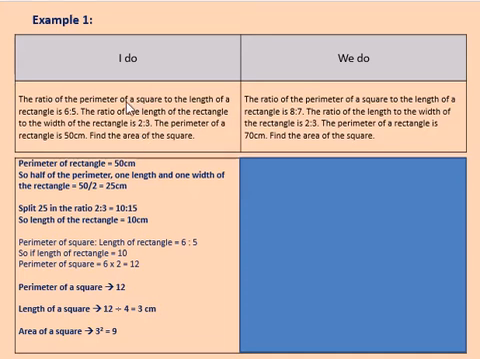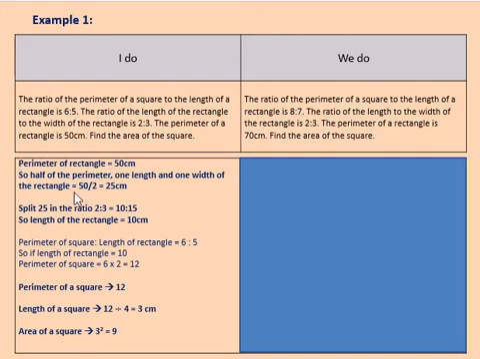So the ratio of the perimeter of a square to the length of a rectangle is 6 to 5. The ratio of the length of the rectangle to the width of the rectangle is 2 to 3. It says the perimeter of the rectangle is 50 centimeters. Find the area of the square. So what I'm going to do, I'm saying the perimeter of the rectangle is 50 centimeters. That's what it tells me.